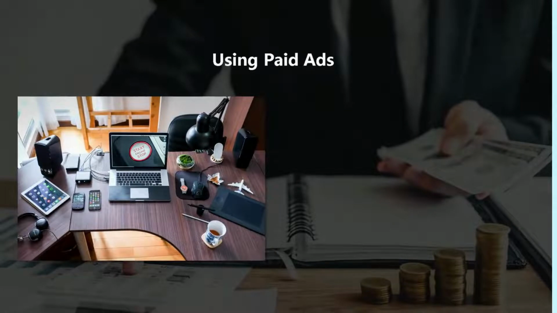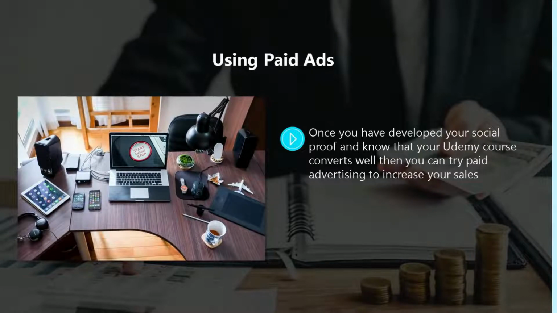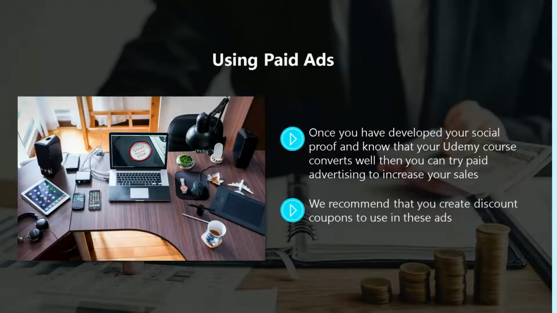Using paid ads. Once you have developed your social proof and know that your Udemy course converts well, then you can try paid advertising to increase your sales. Ads from Facebook and Instagram are usually best because you can specify your target audience. We recommend that you create discount coupons to use in these ads.